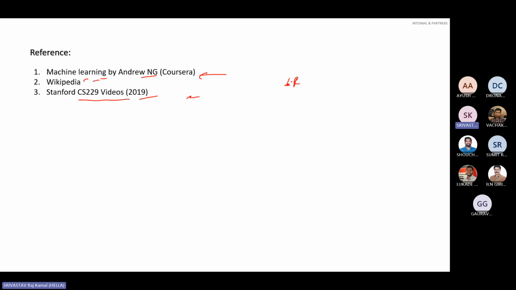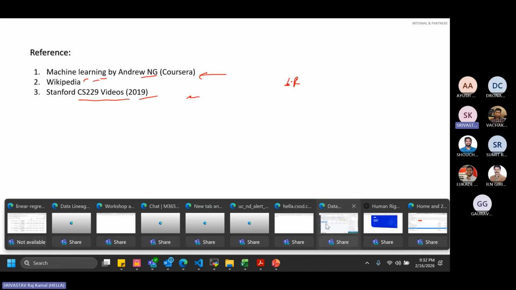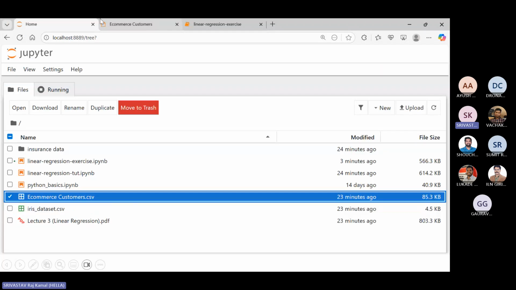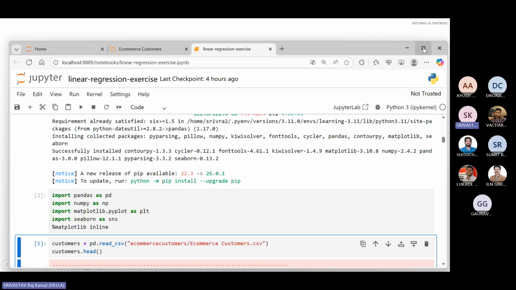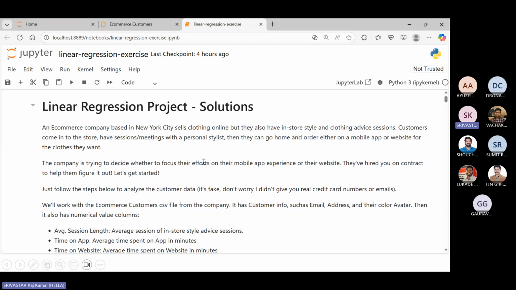So time is not there, but before starting the next algorithm, I already have one problem with us, which I was supposed to do right now. So in the next class we're going to see a use case, which is basically this. We want to work on an e-commerce company dataset which sells clothing online. They also have in-store clothing advice sessions. Customers come to the store and have session meetings with personal stylists, kind of a startup.